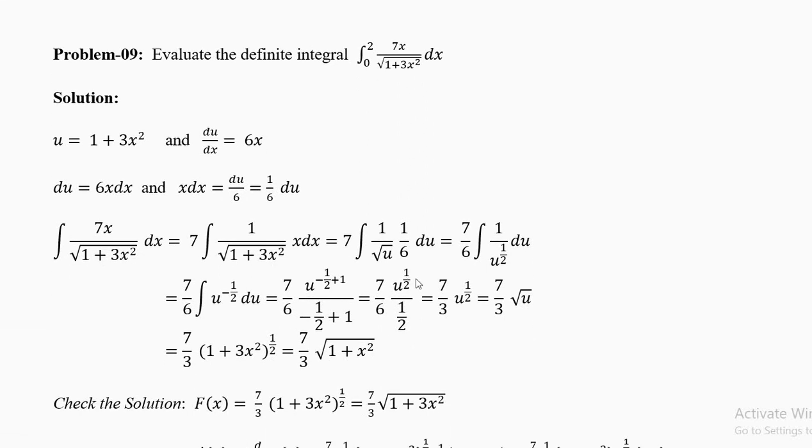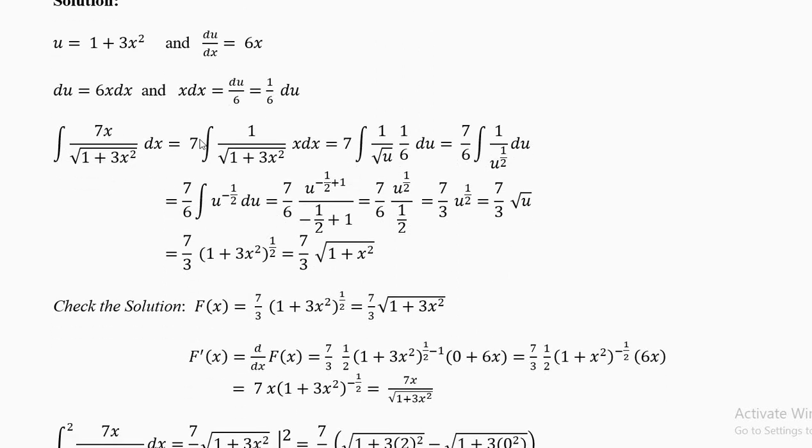Now we'll do the question by substitution method. Integrate 0 to 2, 7x divided by square root of 1 plus 3x square. Now u equal to 1 plus 3x square. We have to know the substitution method. du by dx is 6x. So x dx is du by 6, equal to 1 by 6 du. Look here.